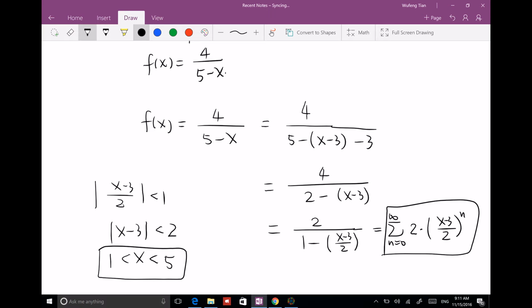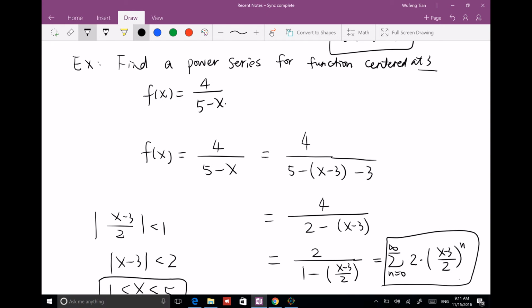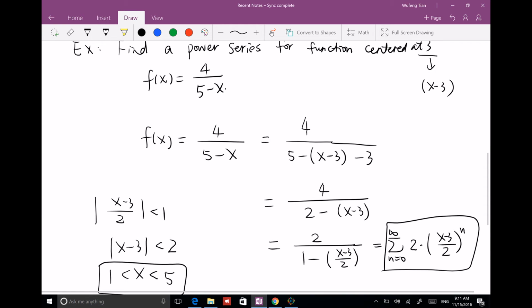Okay, so let's look at it together. First is 4 over 5 minus x. The first thing we need to fix is the center. The center is at x equals 3, so you need an x minus 3. So how do I change it? How do I get x minus 3? You can change the x into x minus 3.